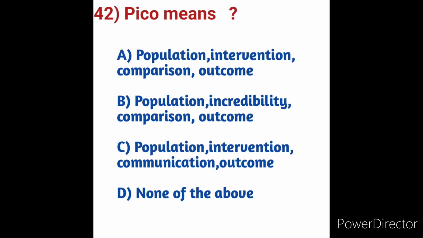PICO. What is meant by PICO? We'll see here the options. Option A, population intervention comparison outcome. Option B, population incredibility comparison outcome. Option C, population intervention communication outcome. Option D, none of the above.